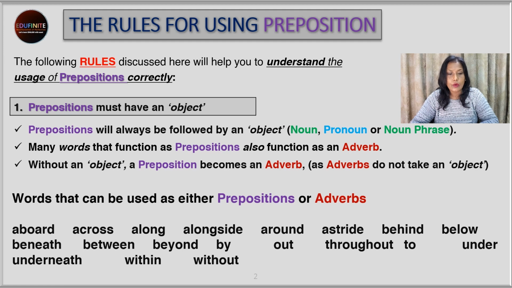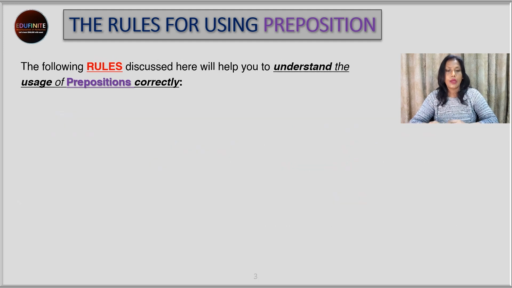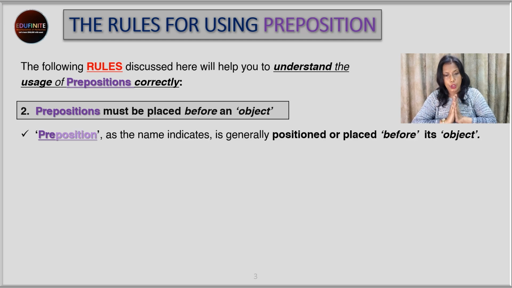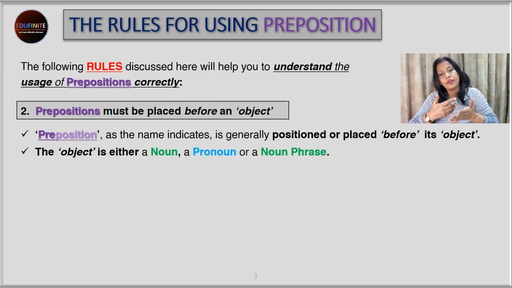Now, let's look into the second rule. Prepositions must be placed before an object. So, it has to be placed before an object. Just as we saw in the last rule, an object has to follow the preposition. So, let's look into it in detail. Preposition, as the name indicates, is generally positioned or placed before its object. The object is either a noun, a pronoun, or a noun phrase, as we have already done in the first rule.